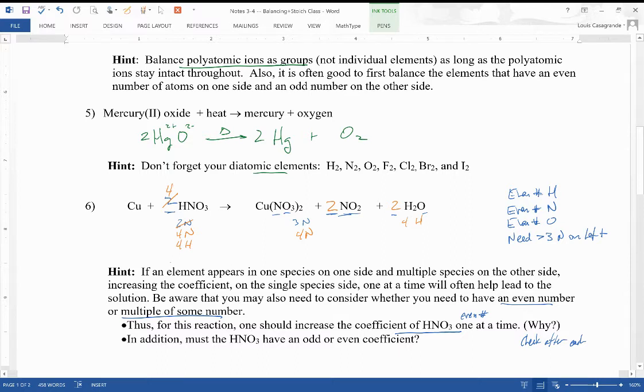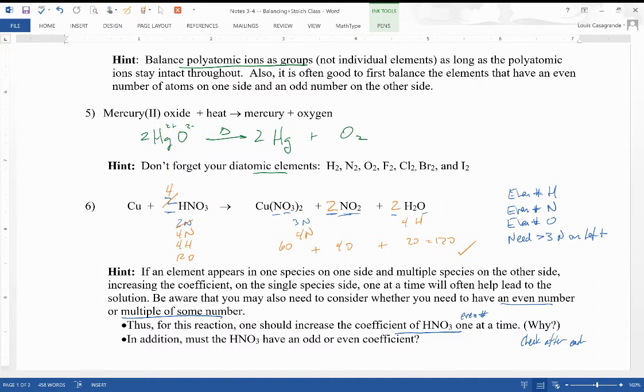Now let's check our oxygens. I've got 12 oxygens on the left. Let's see what I've got on the right. I've got 6 oxygens plus 4 oxygens plus 2 oxygens. 4 plus 6 is 10, plus 2. I've got 12 oxygens, and this is now balanced. If you need to go much past this, going up to 6 nitric acids or going up to 8 nitric acids, I wouldn't go much farther than that just because it's unlikely that you're going to have such high coefficients in the balancing.